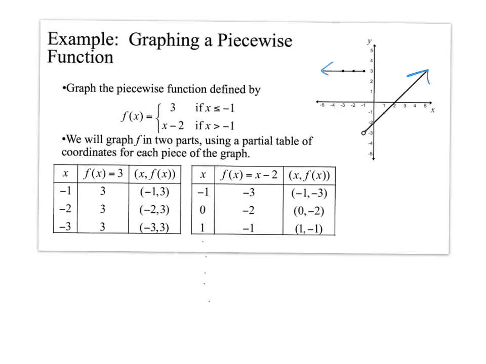So when graphing piecewise functions, you are going to get different lines, possibly different curves, depending on what your equations are, and you always set your independent x value depending on the domains listed for that piecewise function. So that's it for this section.